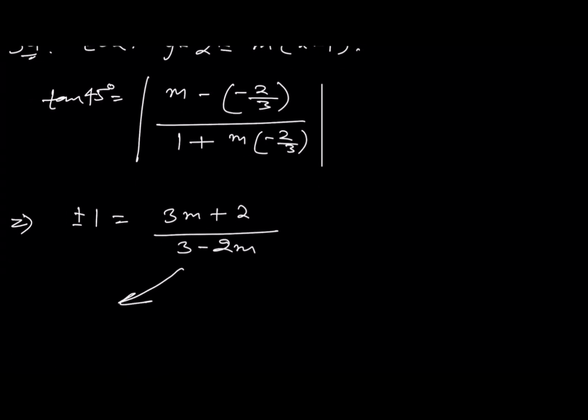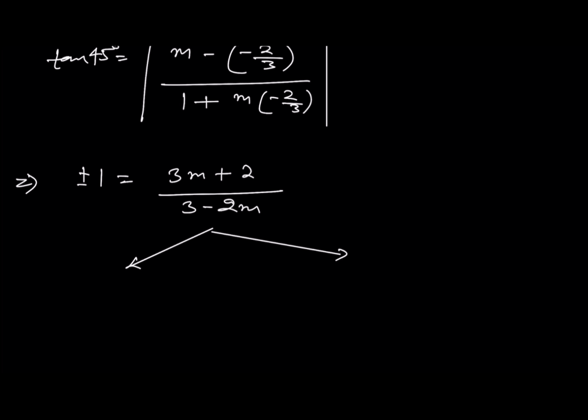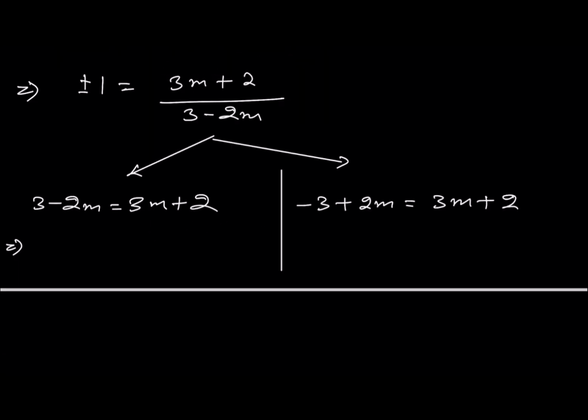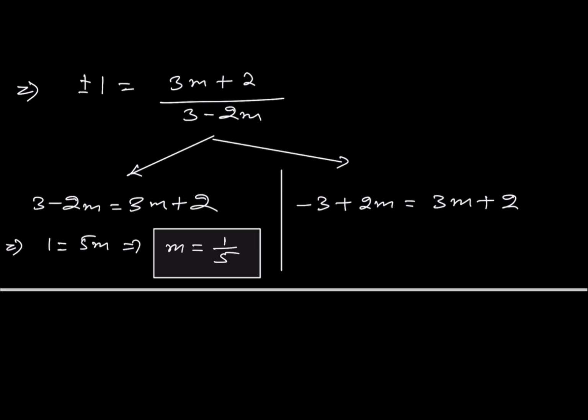Again there will be two cases, one for plus and one for minus. 3 − 2m is equal to 3m + 2, and second one, −3 + 2m is equal to 3m + 2, right? So 1 is equal to 5m, means m is equal to 1/5, and in this case m is equal to −5.